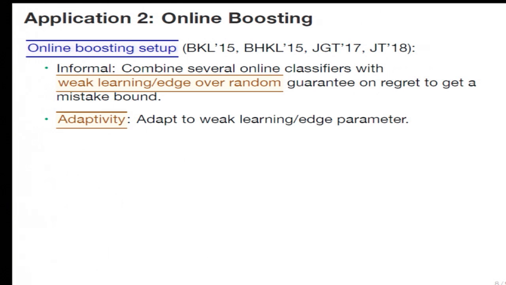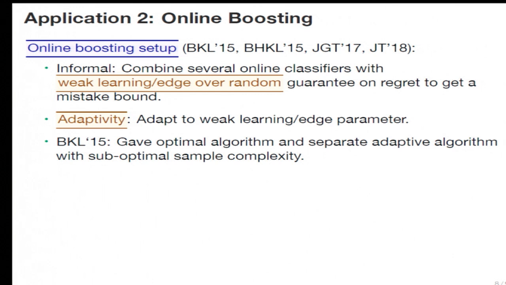An important property that we care about in this setting is adaptivity, meaning that I want my algorithms to not have to know how good the weak learners are. This is the property that's thought to make AdaBoost work well in practice, in the classic non-online setting. In the paper that introduced online boosting, they gave an optimal algorithm for the setting, and they also gave an adaptive algorithm, but the adaptive algorithm had suboptimal sample complexity.